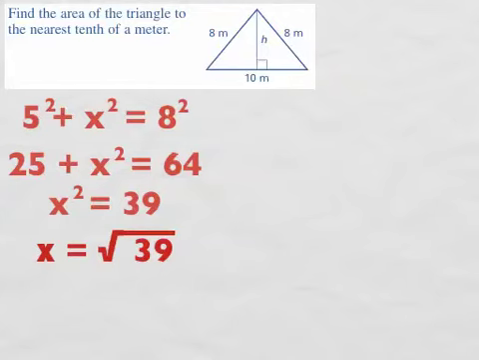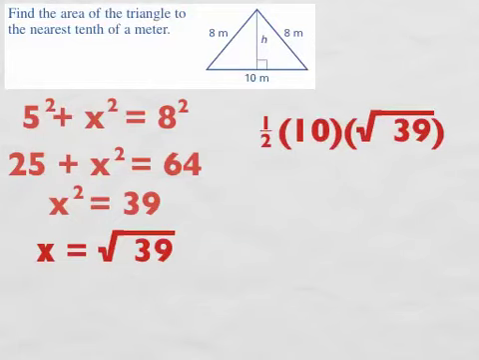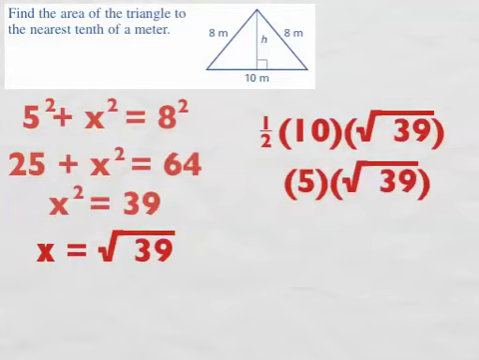Now what I need to do is plug in the height, which we just found was the square root of 39, times the base, which is 10, into the area of a triangle formula. So I'm going to have 1/2 of 10, the base, times the square root of 39, which is the height. Half of 10 is 5. 5 times the square root of 39 is 31.22 meters squared. Again, you can plug that into your calculator and you should get 31.22. And remember, area is always in units squared, so make sure you put meters squared on your final answer.